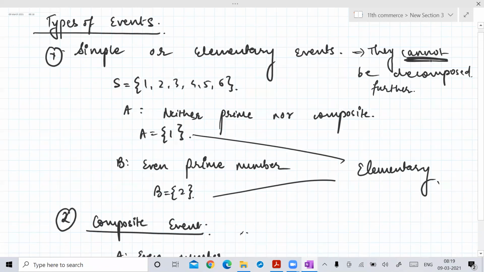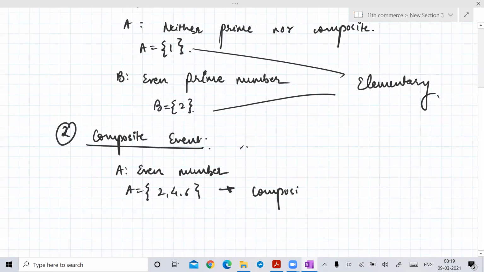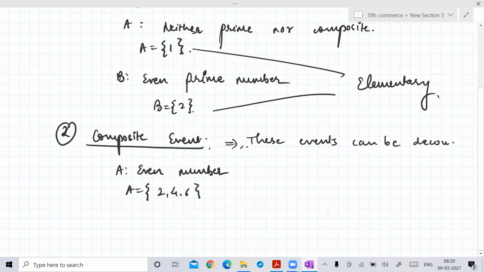Cannot be decomposed means elementary events. Can be decomposed means composite events. So these events can be decomposed further. These are not much necessary types.